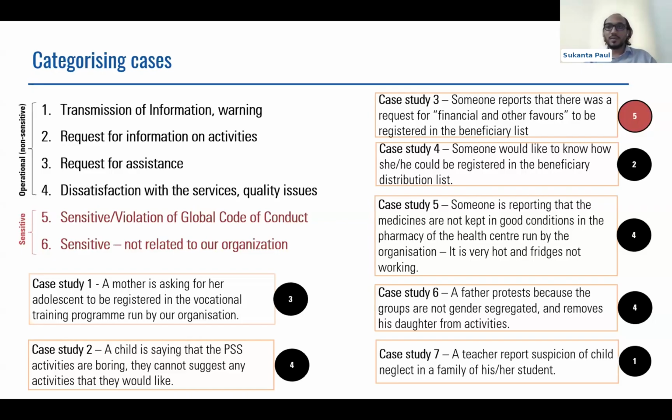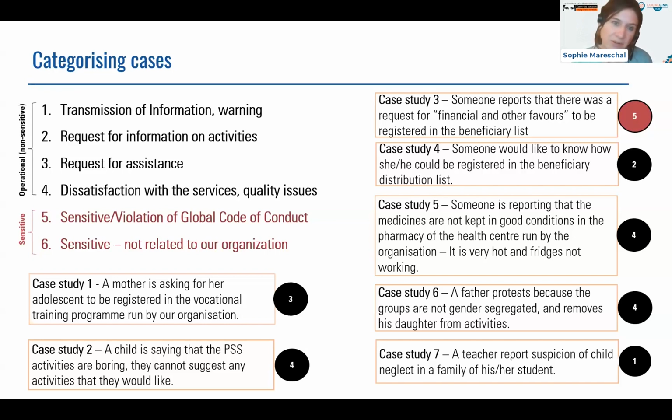May I add something, Sukanta, on this? There has been a debate in the organization on how to classify child protection or violence in the community. In the beginning, we had categorized it as category 6, sensitive, not related to the organization. But as we're a child protection organization, we prefer to categorize child protection issues in the community as category 1. The thing is that it's a sensitive situation. It's a grave situation. This is why we tend to immediately think of category 6.